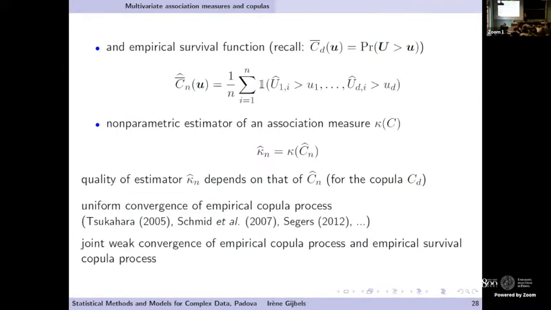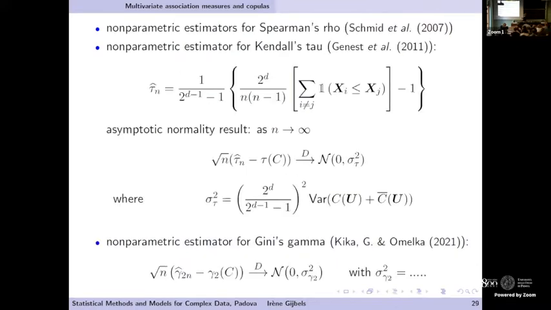And actually, you even have joint weak convergence of the empirical copula process and the empirical survival copula process, which you need in order to say something about non-parametric estimators of these multivariate association measures. So, for example, if you want to know something about Spearman's rho, look at this paper. For non-parametric estimation of Kendall's tau, there is this work by Genest and co-authors. And I should tell you, these things are available based on the results which I showed you on the previous slide.